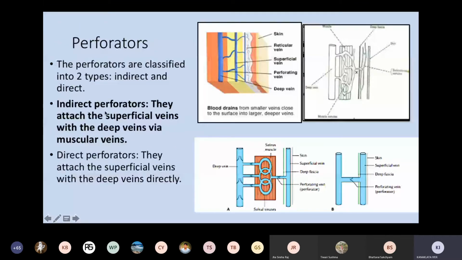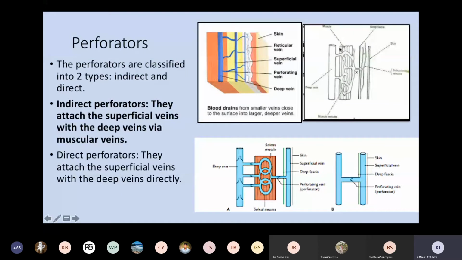You divide them into two types. I have already told you, direct and indirect. So you can see here, this was a direct. This is a direct perforator. Two veins, superficial and the deep, they are connected by veins. These are perforators.